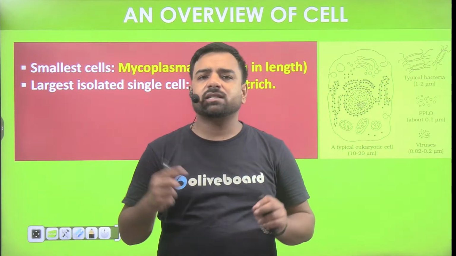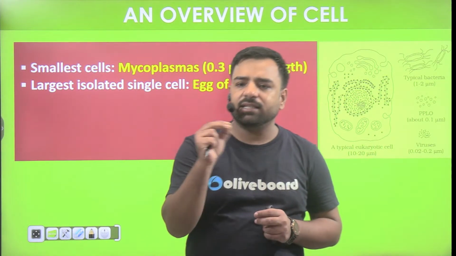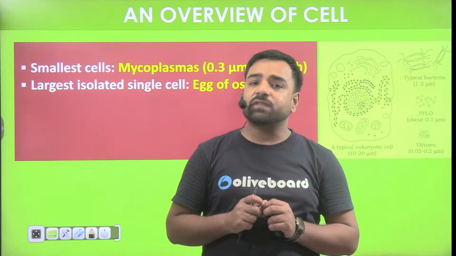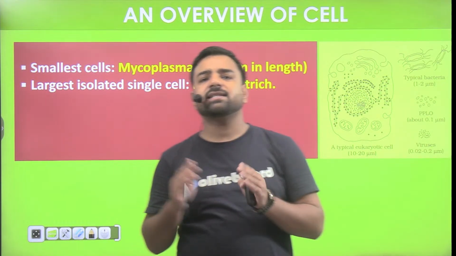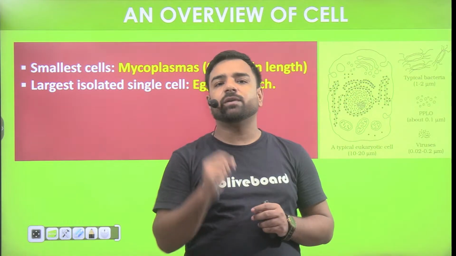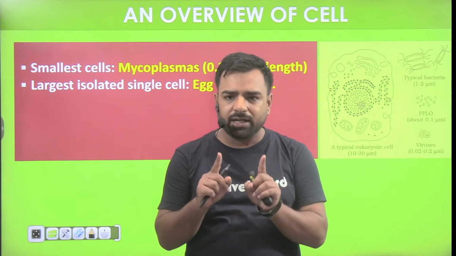What if I ask you which is the smallest cell in the human body? So the smallest cell in the human body is sperm cell. Point number one. Second, if someone asks you which is the largest cell in the human body, what is it? The largest cell in the human body is ovum. That is the egg cell which is present in the females. That's a very important question. Do not get confused.